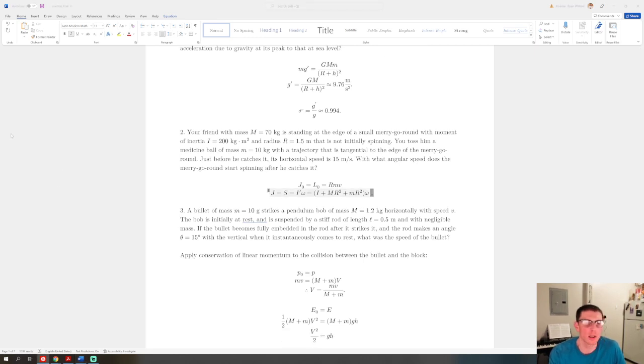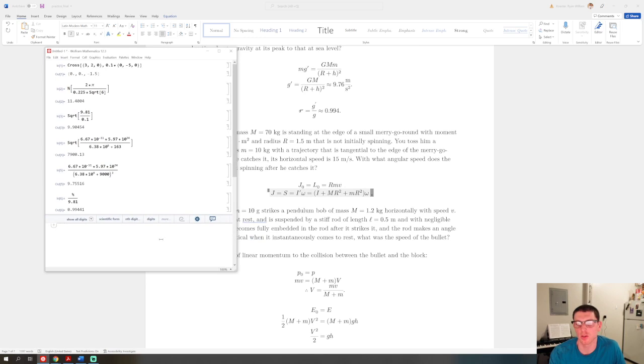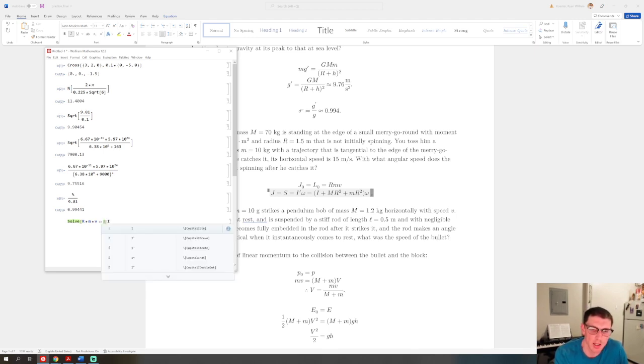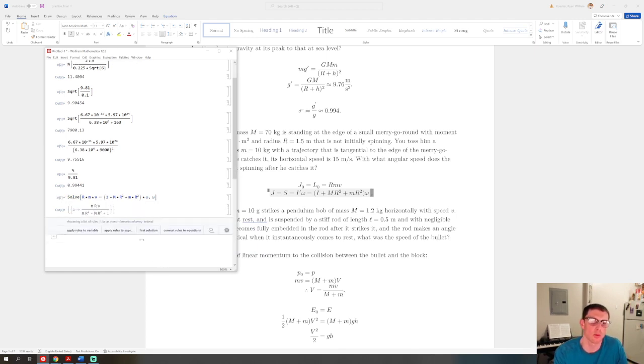So what we do is we make Mathematica solve this. And Mathematica doesn't like the big I. It takes that to be the imaginary number, so I have to use iota, but that's fine. Solve this for omega, as the British people say. And we plug the numbers in.